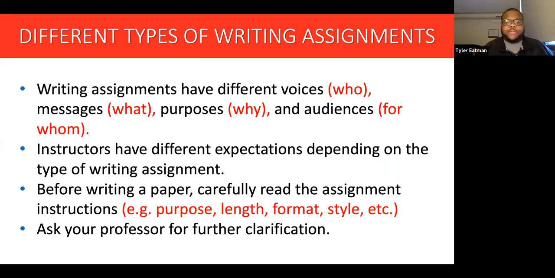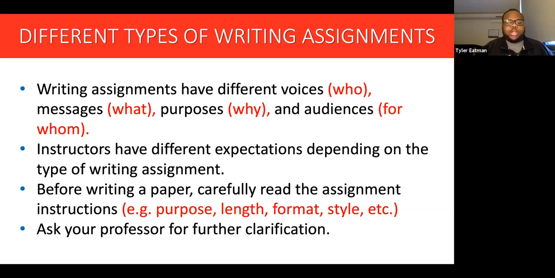The different types of writing assignments have different voices: the who, the messages, the what, the purpose, the why, and the audience, to whom, for whom. This is really helpful when you're thinking about how to start your paper, or what you are doing. Like, what is this paper initially? Is this an essay? Is this a case study? Is this a reflection piece? Trying to figure out what you're actually going to do.